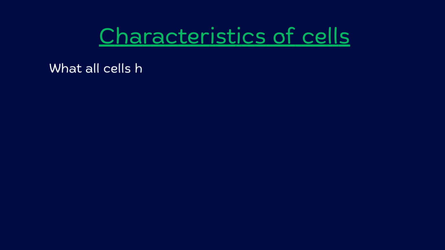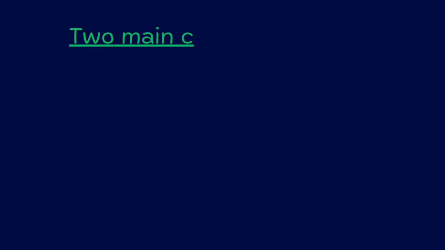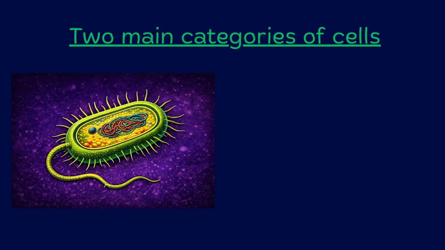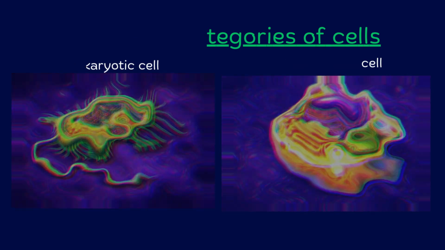Today, we're going to explore the characteristics of cells. We'll talk about what all cells have in common, then compare prokaryotic cells and eukaryotic cells, and finally look at the differences between animal cells and plant cells. As you learned in our previous video on the organization of living things, cells are grouped into two main categories, prokaryotes and eukaryotes. Even though these two groups are different, all cells share four important features.